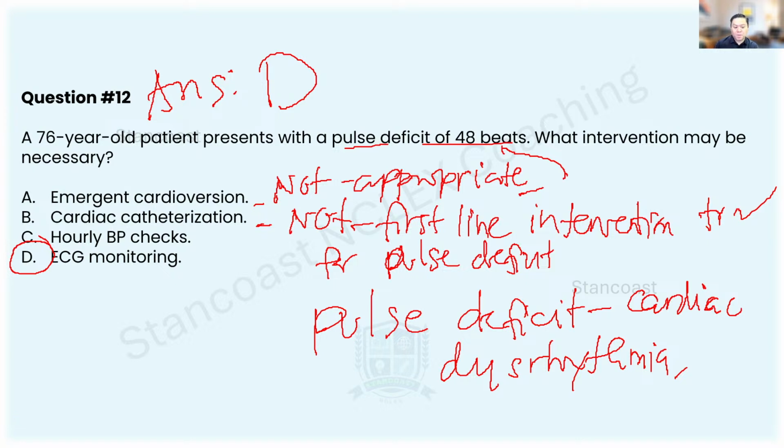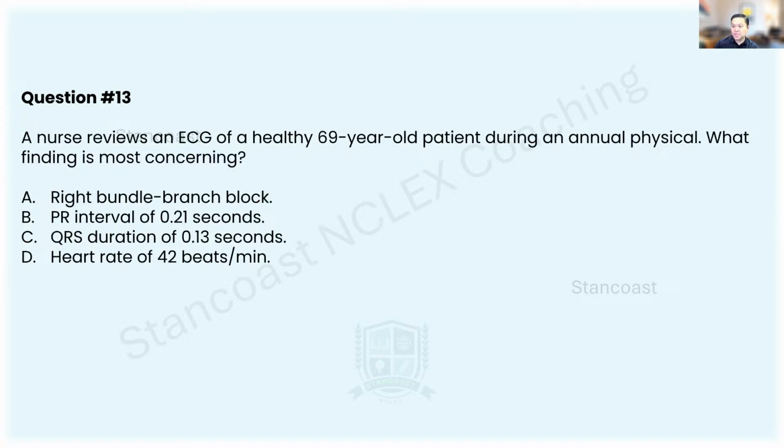Now, let's move on to the test question here, number 13. A nurse reviews an EKG of a healthy 69-year-old patient during an annual physical. What finding is most concerning? Is it A, right bundle branch block, B, PR interval of 0.21 seconds, C, QRS duration of 0.13 seconds, and D, heart rate of 42 beats per minute?